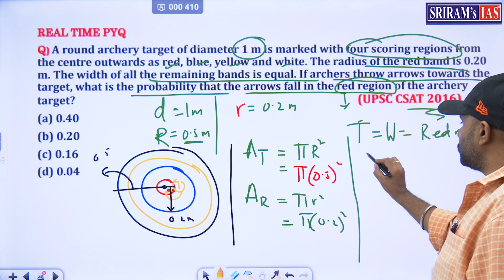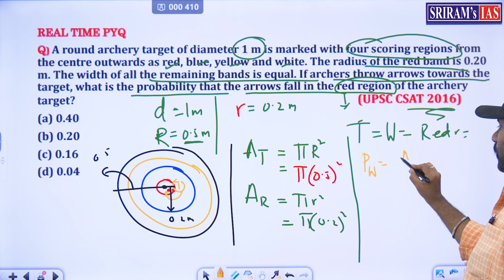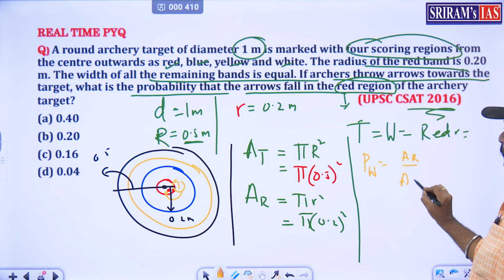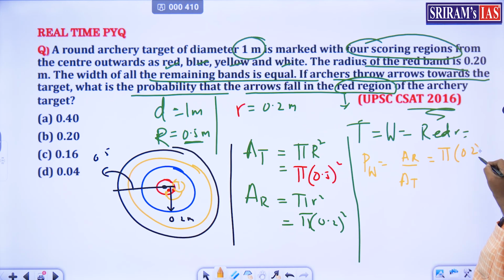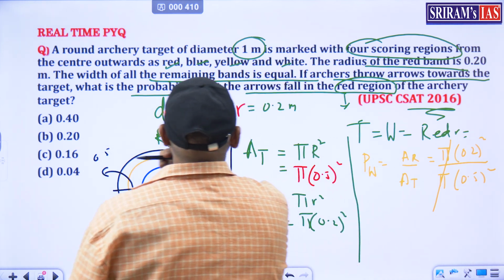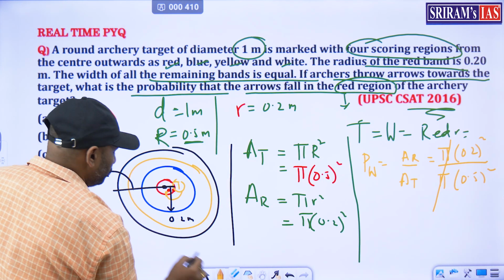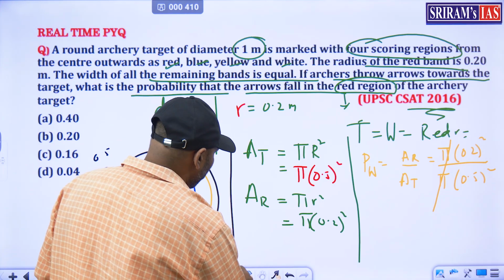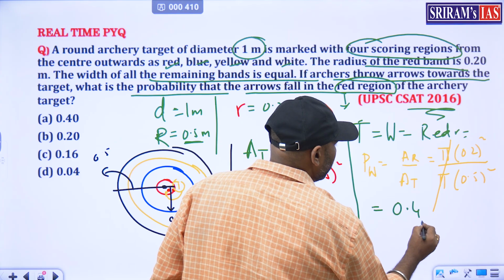So keeping that in mind, the final probability. The probability of my want is nothing but the area of the red divided by the area of the total, which is pi into 0.2 whole square divided by pi into 0.5 whole square. Pi cancels out. I am left with 0.2 whole square by 0.5 whole square.